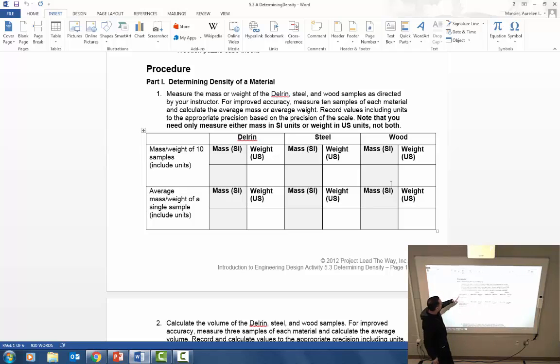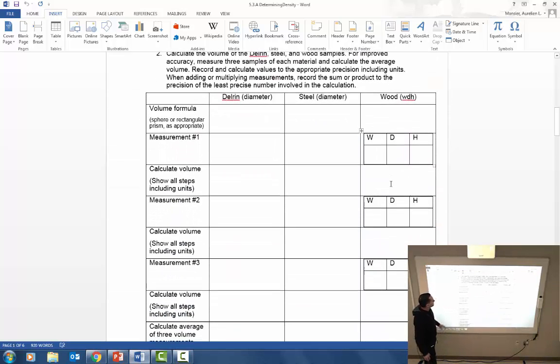And we're going to go through the process of determining the mass of 10 samples. So if there's 10 Delrin balls or plastic balls, I can determine the mass on my scale and record that number here. When it asks for an average of those, that would be basically this same number divided by 10. So what an average mass would be for the object. Do the same thing for the steel and the wood.